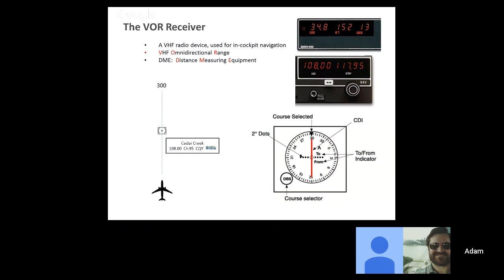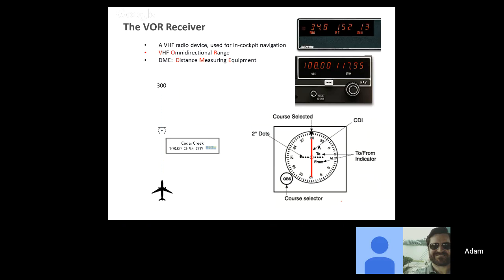GPS, however, is kind of the new normal, right? Very infrequently will you be getting in an airplane that doesn't have a GPS, but there's a very good chance you might be flying an airplane that doesn't have a GPS. So you want to know how to use some of the old technology too. So we'll start with VOR.